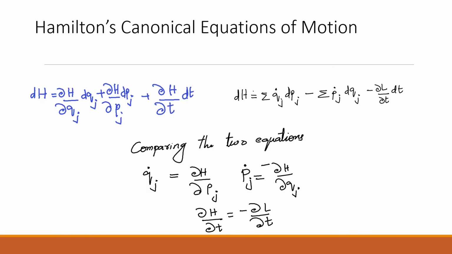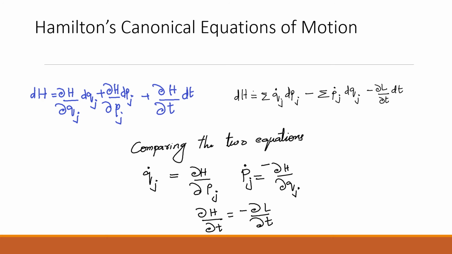So we have two expressions for dH. You can see that we derived dH is equal to ∂H/∂qj dqj + ∂H/∂pj dpj + ∂H/∂t dt. And also dH is equal to Σ (qj dot dpj − pj dot dqj) − ∂L/∂t dt. Now we can compare the coefficients of similar terms here.